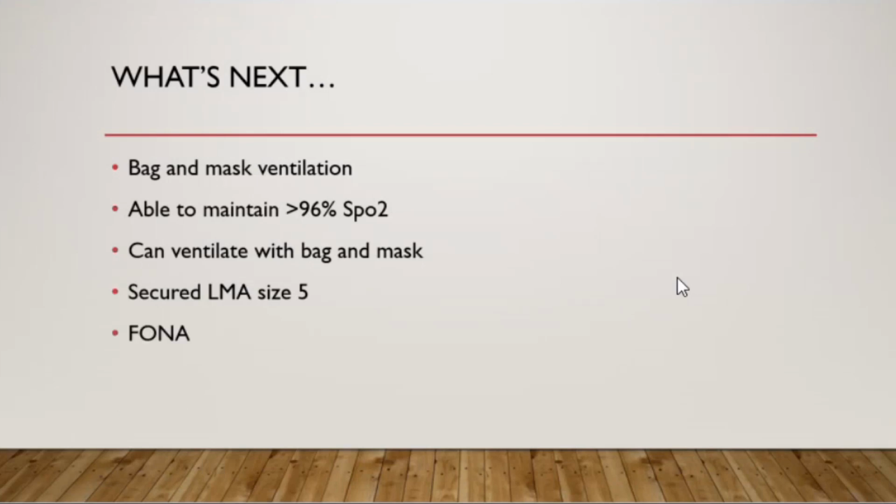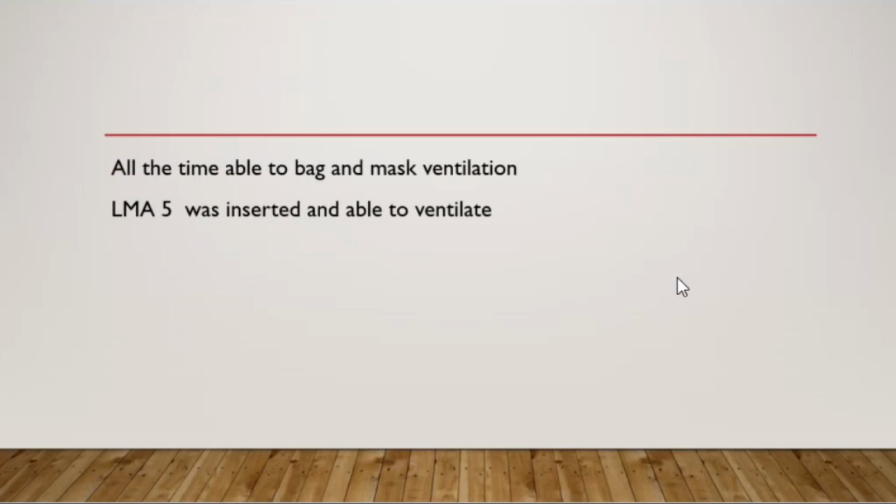So next what? It is a difficult scenario where you cannot make him awake. We cannot reverse him back. We have to go for a proper airway. So we planned for front of neck access. We went ahead with percutaneous tracheostomy. We could do the tracheostomy within 15-20 minutes. All the time we were able to do bag and mask ventilation. We were able to maintain the oxygenation, and the LMA was inserted with ease.